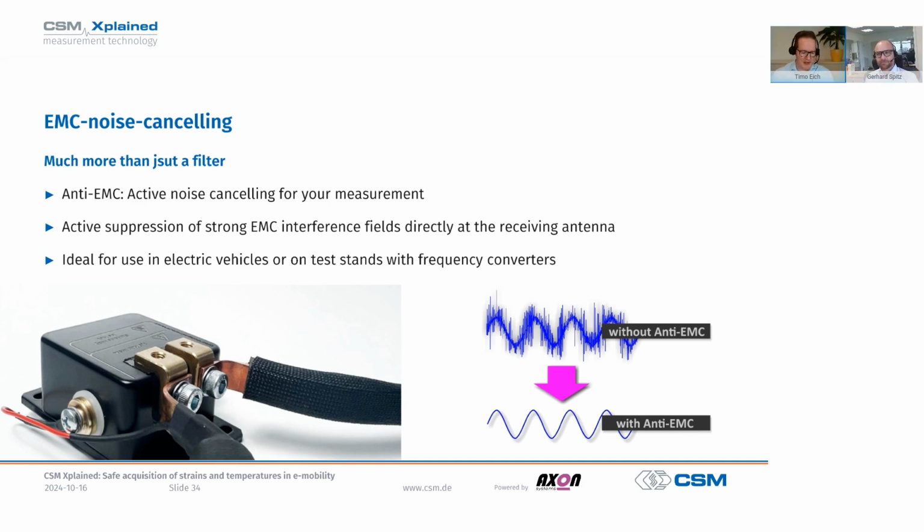And I think this is really a feature that makes AXON telemetry really future-proof, because obviously the future will be electric. So we will have a lot of EMC maybe in the next few years in our cars. And I think EMC noise cancelling from AXON fits perfect to that demand to measure with telemetry. Really cool. So one last question, Gerhard.